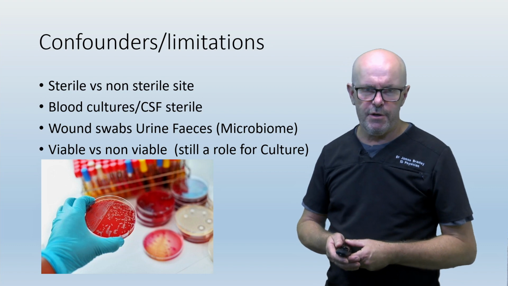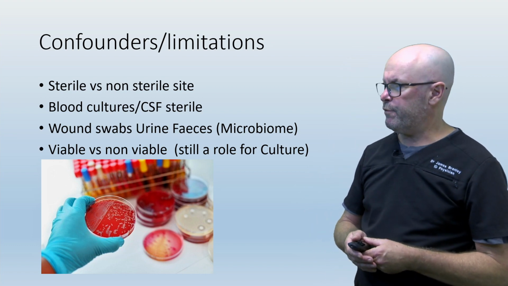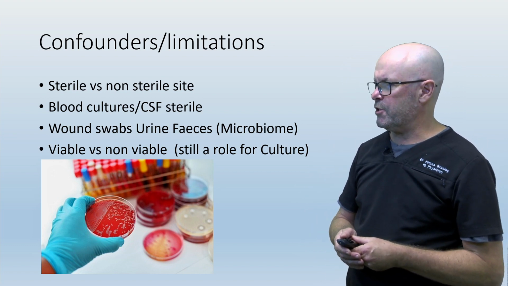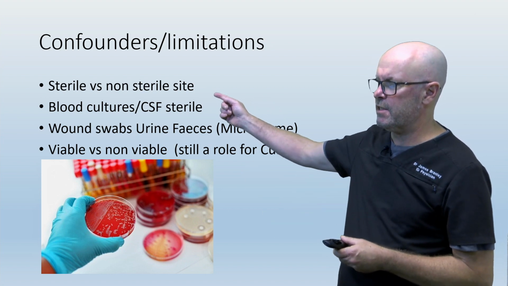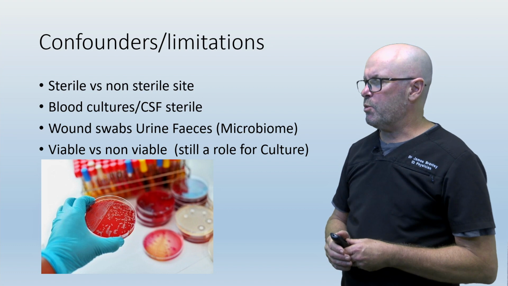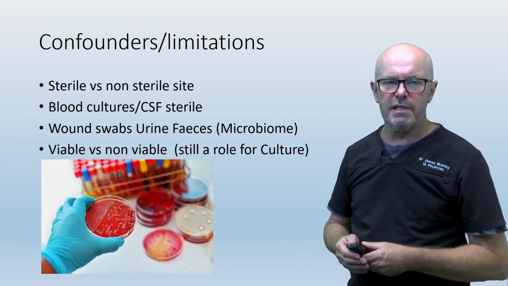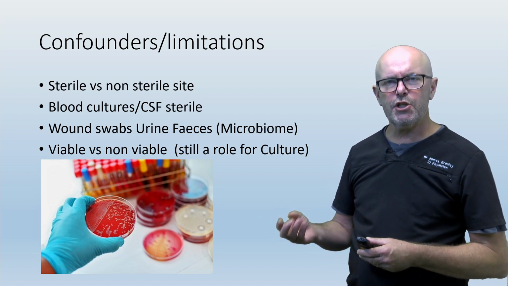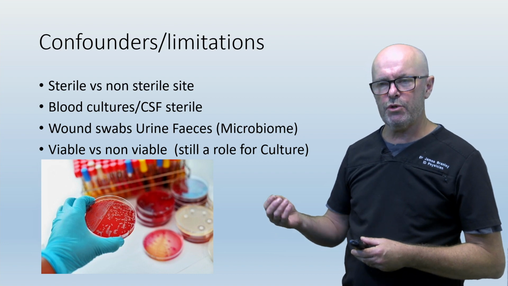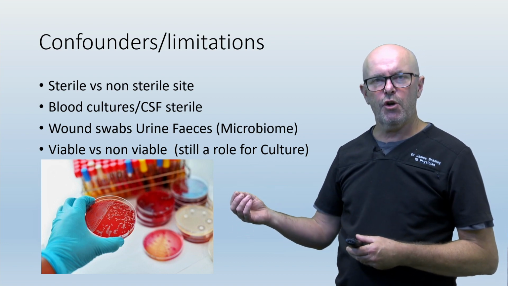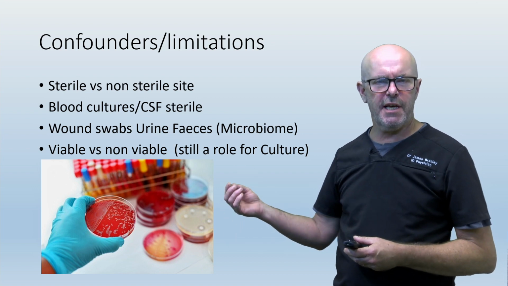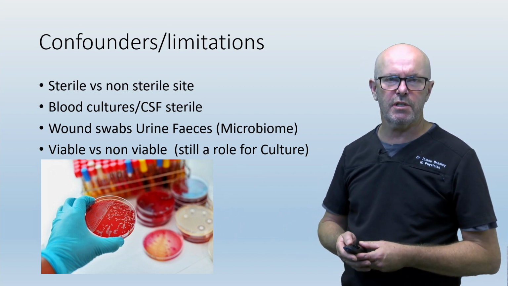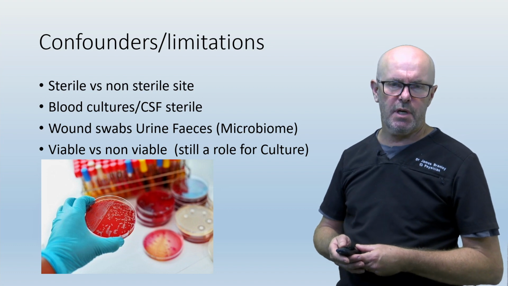There's a few confounders which are typical of confounders in microbiology. Firstly, sterile versus non-sterile sites. So blood cultures and CSF, classic sterile specimens, much easier to work with in the laboratory because we are determining normality as being the absence of organism. So any organism potentially present in those specimens could be significant.